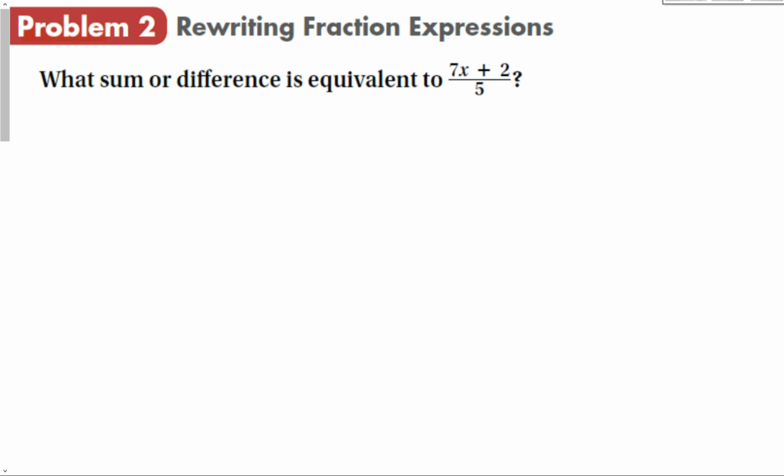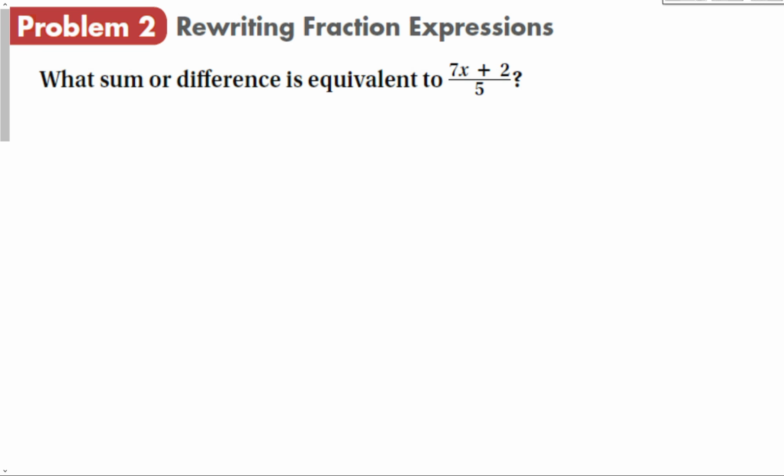So what sum or difference is equivalent to 7x plus 2 all over 5? Well, we've got to remember what that expression means. It means we're taking both the 7x and the 2 and dividing them by 5. Normally, we would put the stuff together first before we did the division, but we can't add those together. So we could just write them separately as 7x over 5 plus 2 over 5.